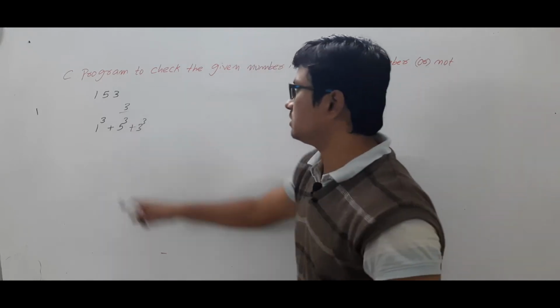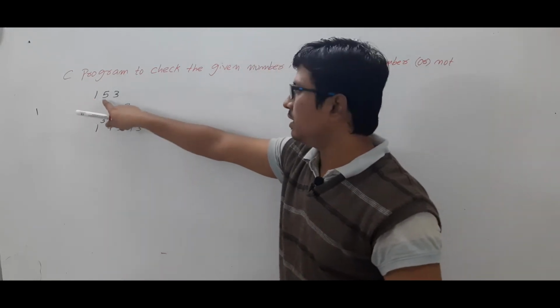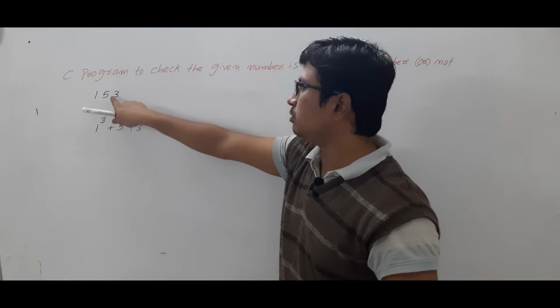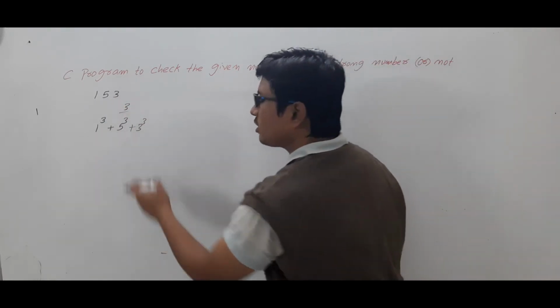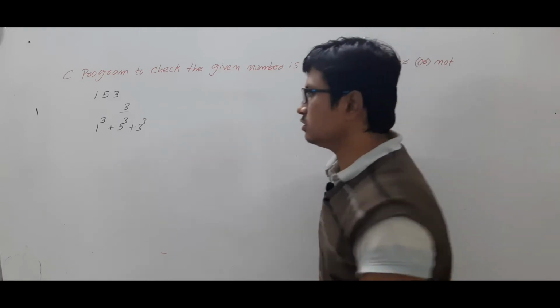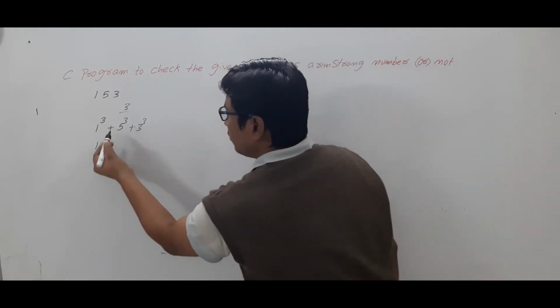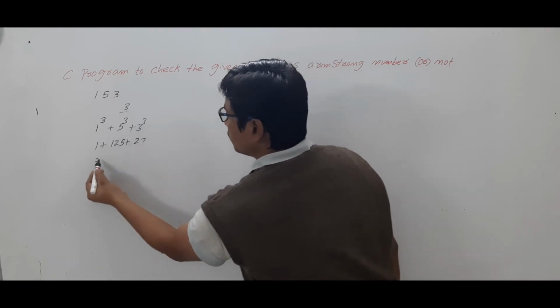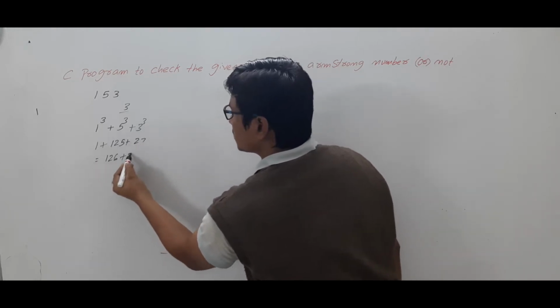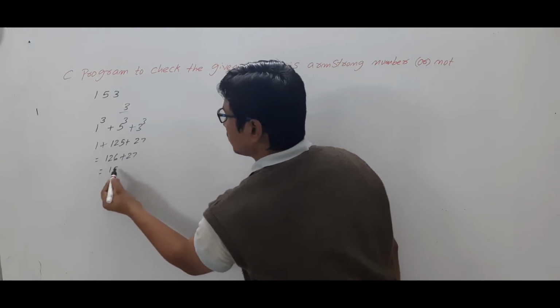The individual digits are 1, so I am computing the 1 cube. Another one is 5, I am computing the 5 cube. And another number is 3, so I am computing 3 cube. So after computing them, I have to perform the addition. So 1 cube is 1, 5 cube is 125, 3 cube is 27. So which is equal to 126 plus 27, which is equal to 153.